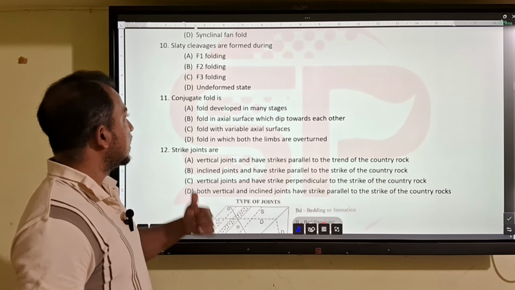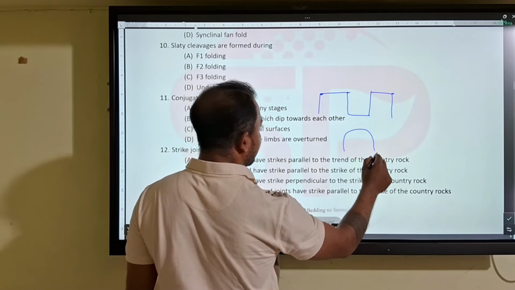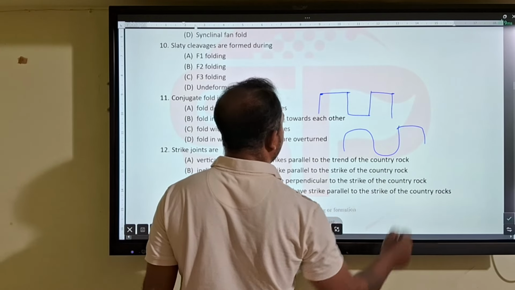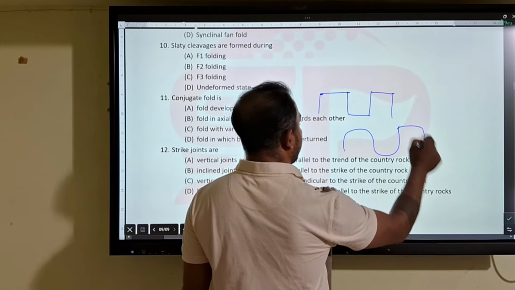Next comes another question, that is the conjugate fold. So what is a conjugate fold? It is a double hinged fold, like this, where the hinges are sharp. There is another double hinged fold where the hinges are rounded, which is called a box fold. So this will be the box fold, and this will be your conjugate fold.